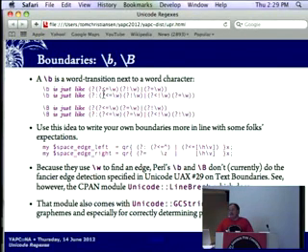It says, if there's a word character behind me, then there must not be one in front of me. Or else, if this part is false, there must be one in front of me. This might be easier to read in this format: if there's one behind me, there mustn't be one in front of me. Or if there's not one behind me, there must be one in front of me. Those are the same.